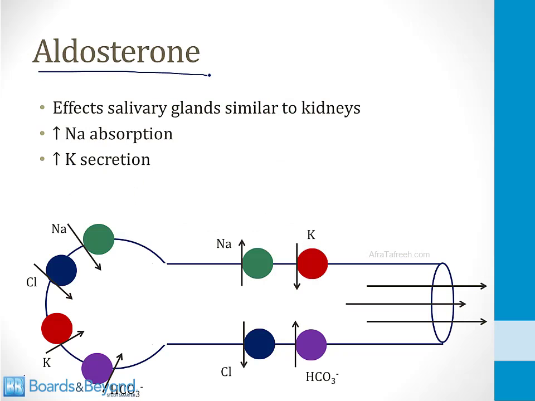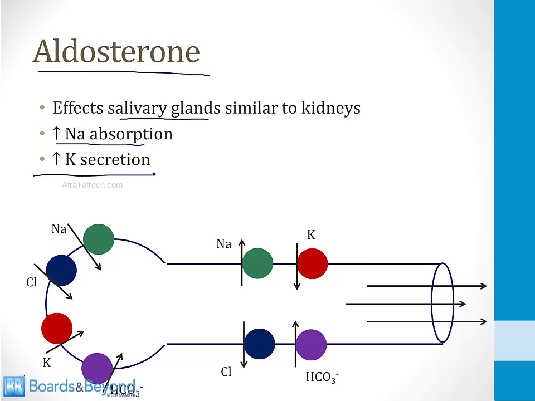Aldosterone is a hormone that you probably think of as affecting the kidneys, and that's true, but you should know it also affects many other tissues, including the salivary glands. It can also affect the sweat glands and the colon, and it does the same thing in the salivary glands that it does in the kidneys. It promotes sodium absorption and potassium secretion.